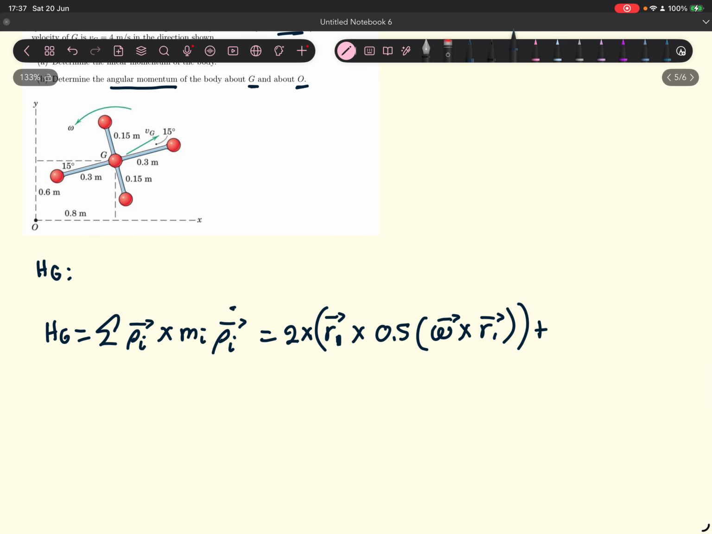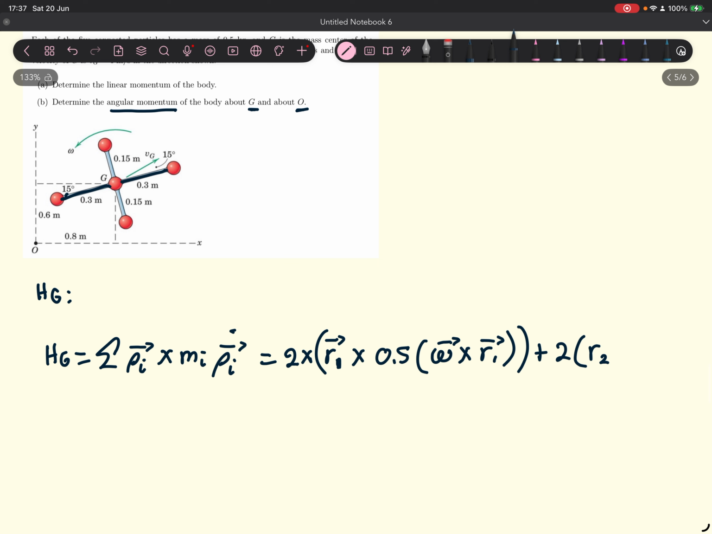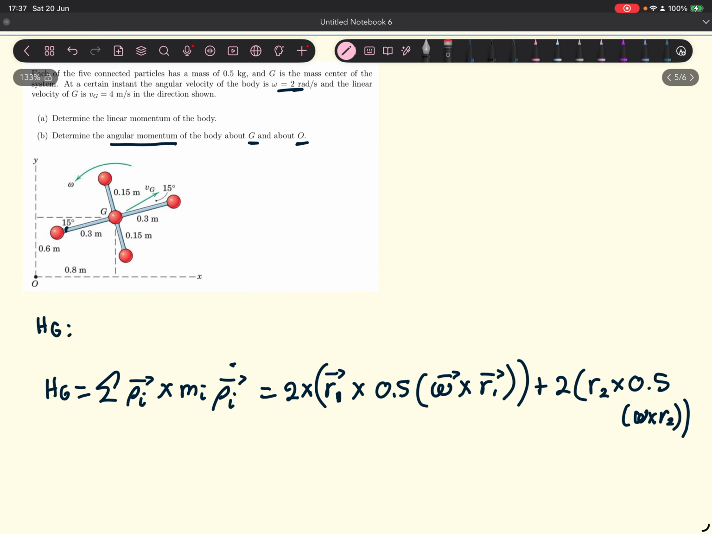plus 2 times R2, which is going to be this one over here, crossed with 0.5 into omega crossed with R2. And for R you could use either one of these vectors. You either use that one for R2 or you could use this for R2. It's up to you.